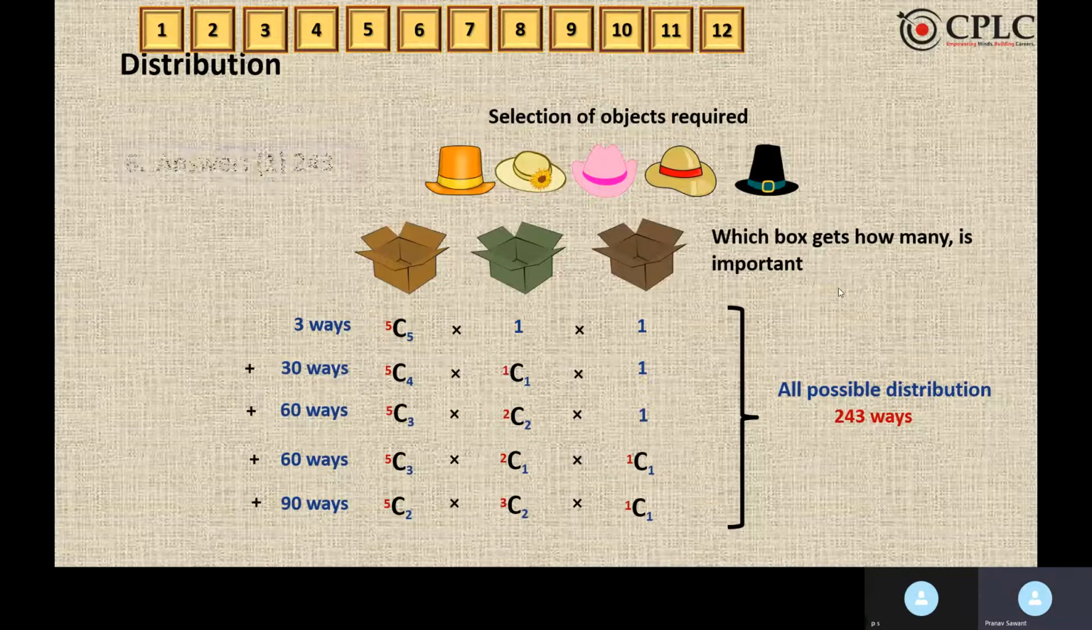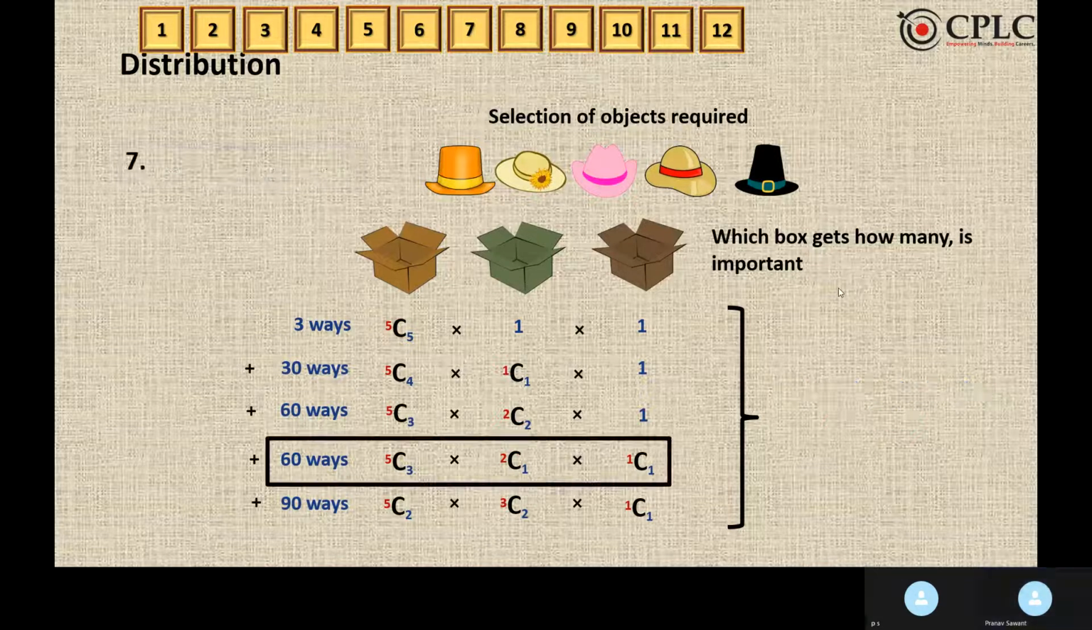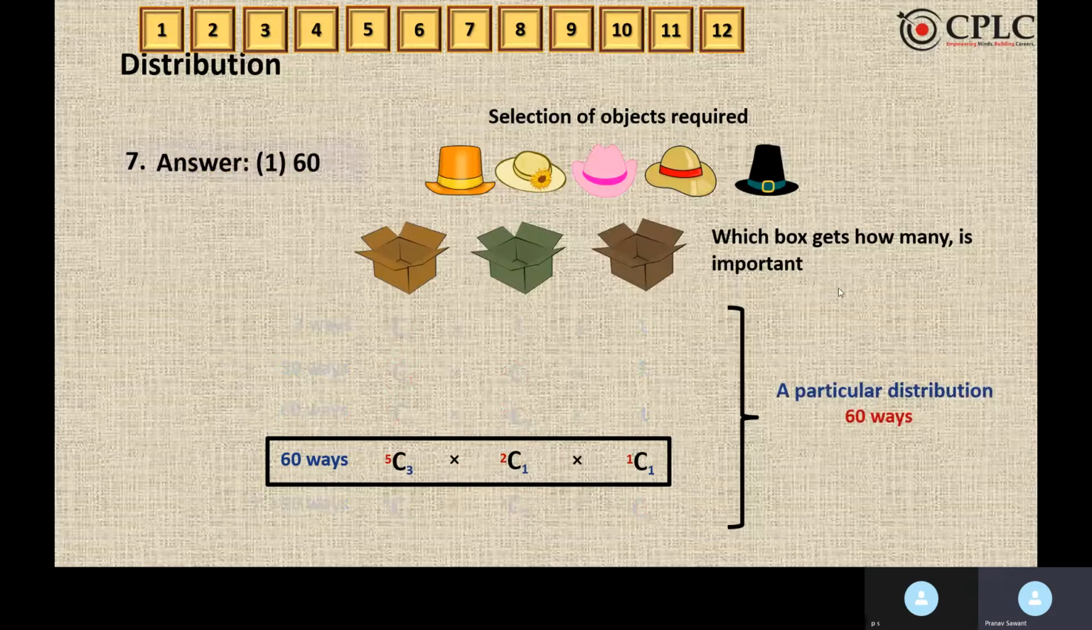Moving to the 7th one. Now, for the 7th one, we just need to focus on the 4th distribution pattern that we have. So it is a direct answer because it's a particular distribution. So for particular distribution, we just have to focus on the 4th one, which will give us the answer as 60. So option 1, 60 is the final answer.